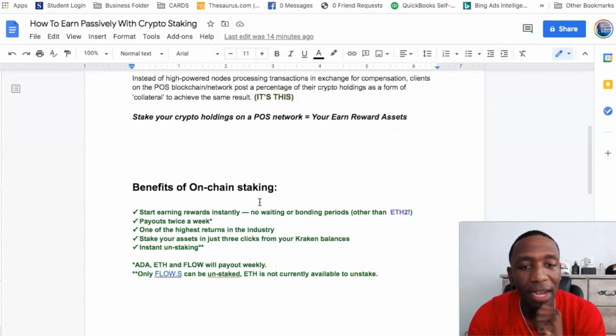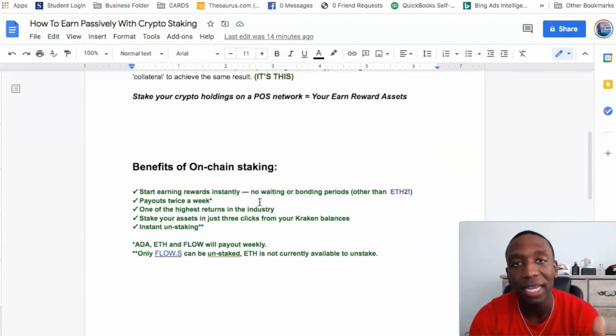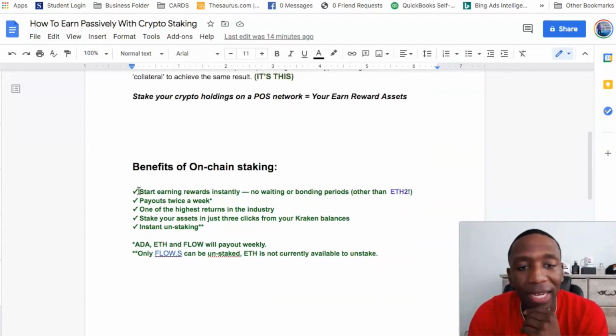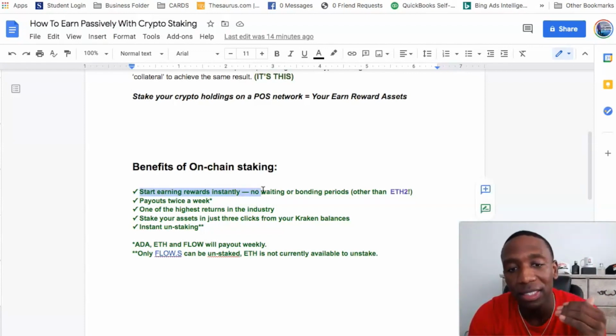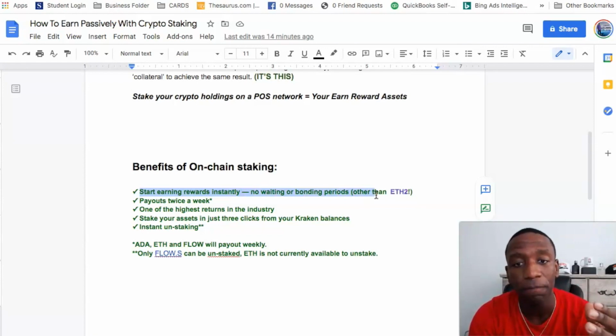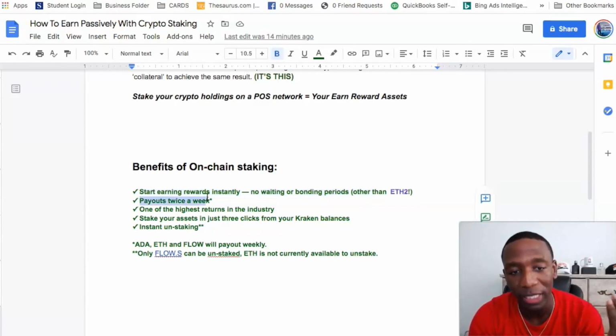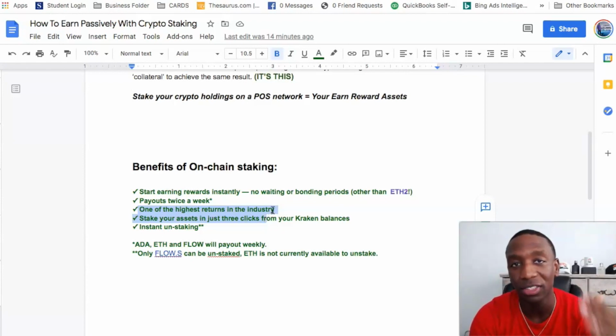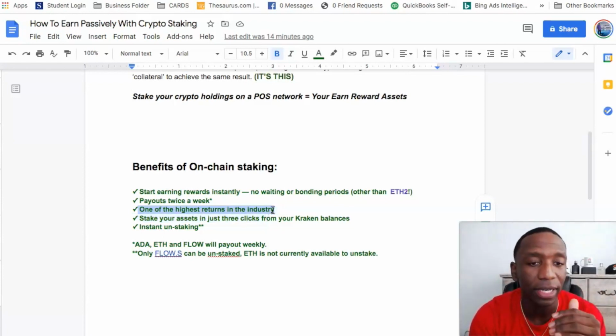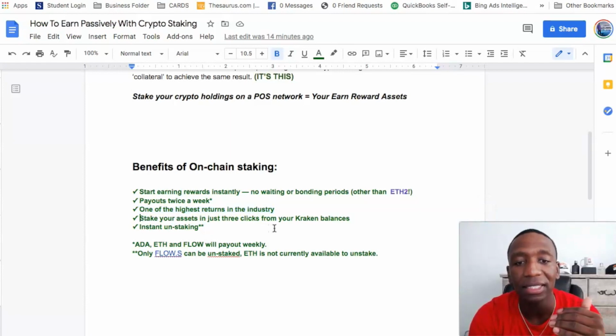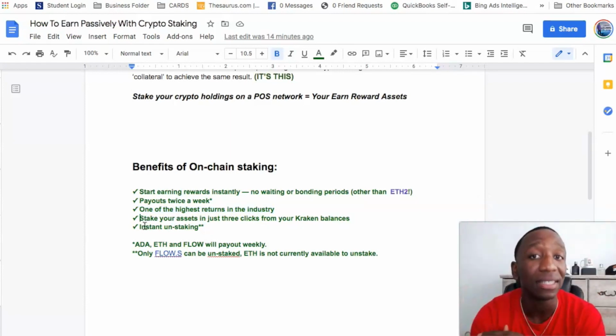All right, so let's move on down to the benefits of on-chain staking when it comes to Kraken. With Kraken, you can start earning rewards instantly, no waiting or bonding periods, which is a big benefit. You also get payouts twice a week. You can get one of the highest returns in the industry, which you'll be able to see once I jump over to the staking screen. And then you can stake your assets in just 3 clicks from your Kraken balances. And then you have instant unstaking, right?